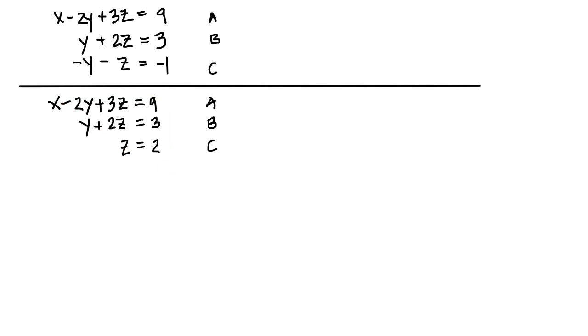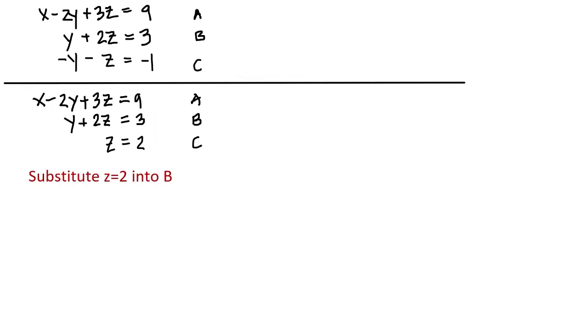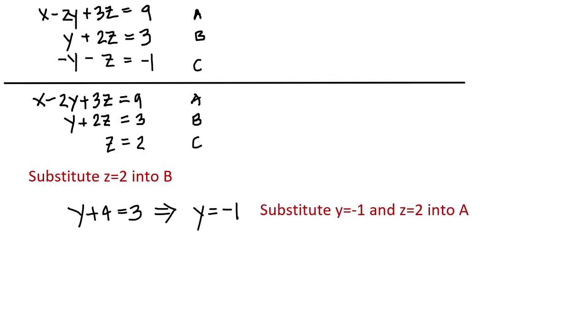So next I need to substitute back. So I'll substitute z equals 2 into equation b. So y plus 4 equals 3. That means y equals -1. And then I'll substitute y equals -1 and z equals 2 into a, and I see that x equals 1.